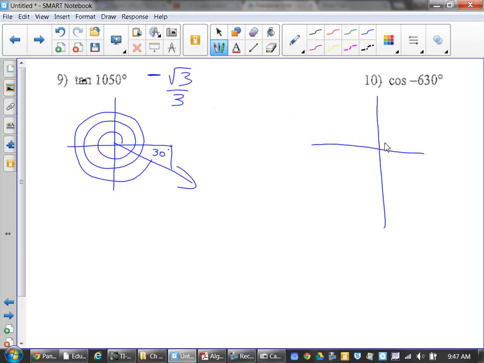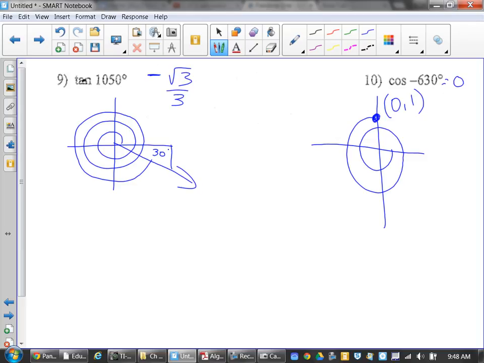Negative 630, so we go this way, 360, and then to 270, so we're here. Okay? Now, what happens when you're on a quadrantal? When you're on the quadrantal, you're just looking at your ordered pairs. You have to know that this is at 0 and 1. So it is 0.